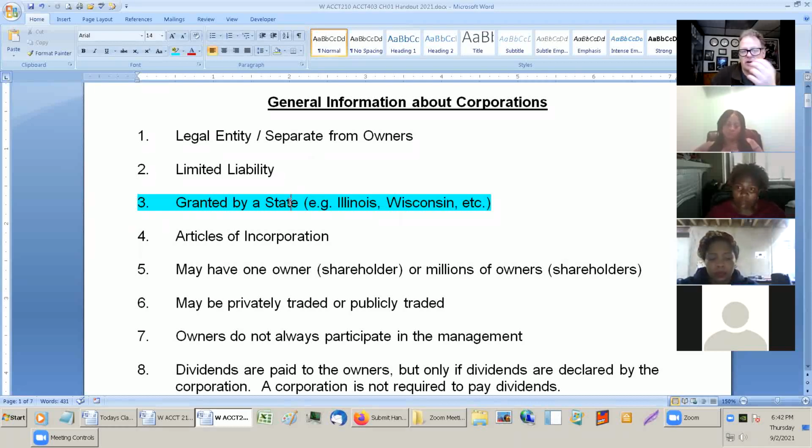Years ago, they used to have to go through the General Assembly of any state, and they would vote on it. And the state would say, okay, you can have a corporation and you have to pay us 5% of your revenues or whatever it is. But it's completely separate from the investors. And there's something really good about that.